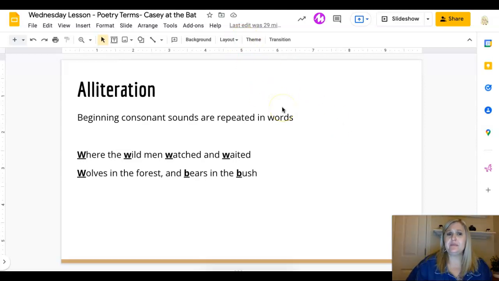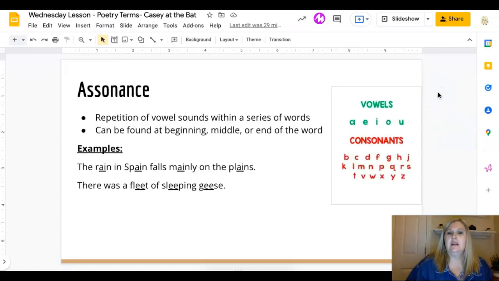Another thing is something called assonance. Assonance is the repetition of vowel sounds within a series of words. It can be found at the beginning, the middle, or the end of words. The other type is called consonance, and these are repetitions of sound. If you remember back to elementary school, vowels are A, E, I, O, U sounds, and consonants are everything else. So here's an example of assonance.